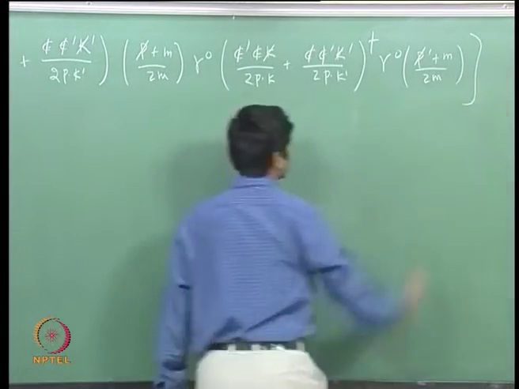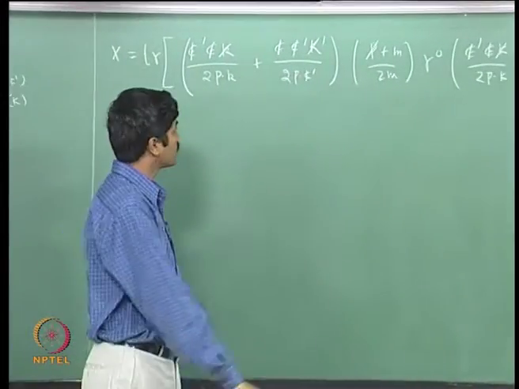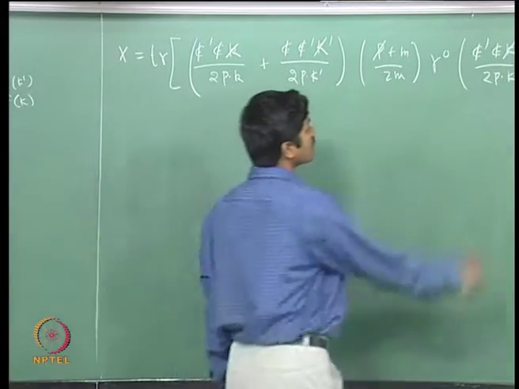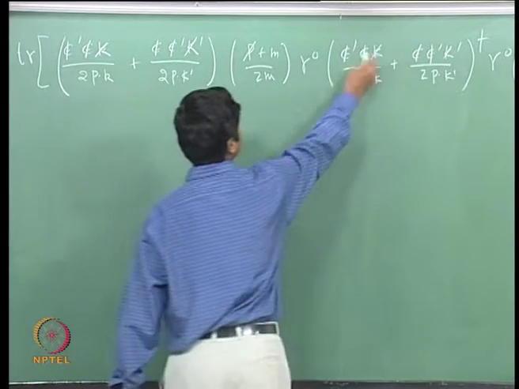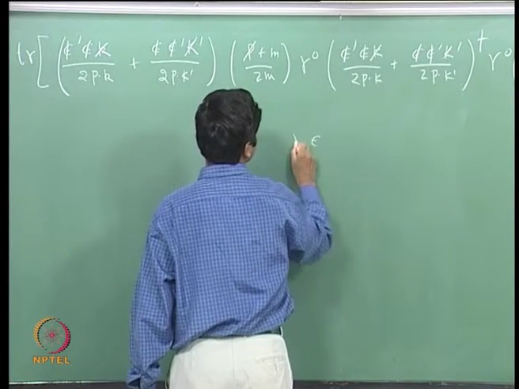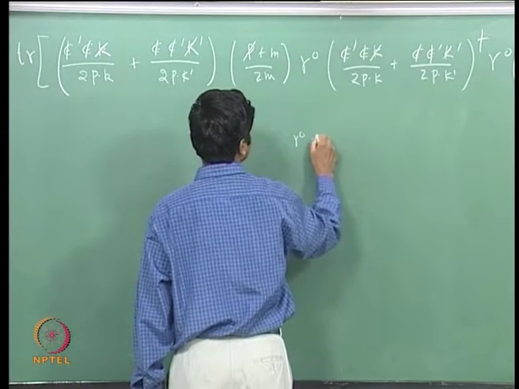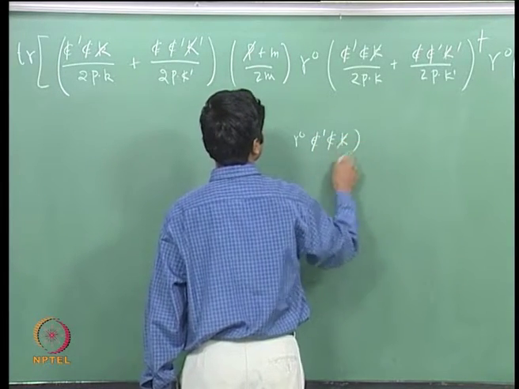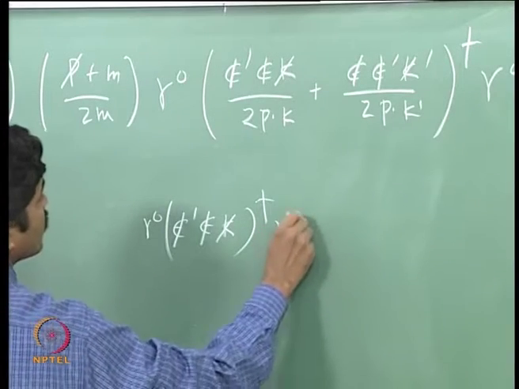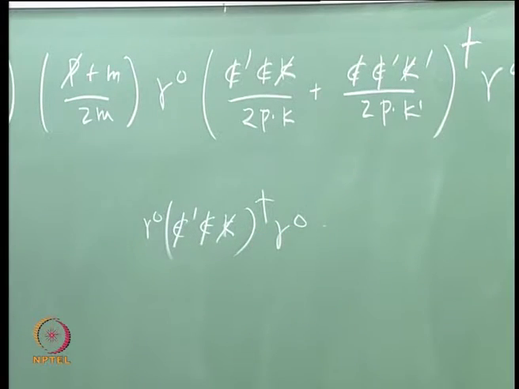This is the trace that we need to compute. So, let us first see that we can simplify this term further. Look at a typical term, epsilon gamma 0 epsilon prime slash, epsilon slash, k slash dagger gamma 0. So, what do you get for this?